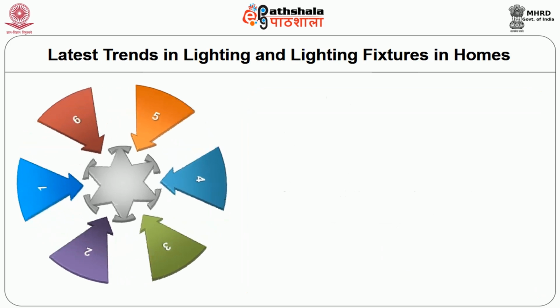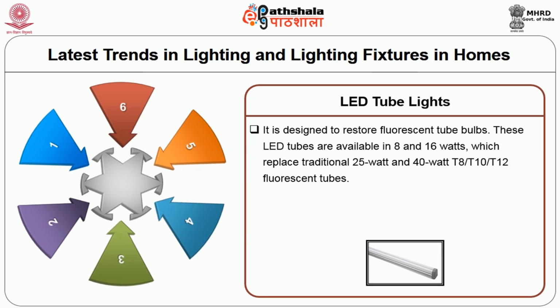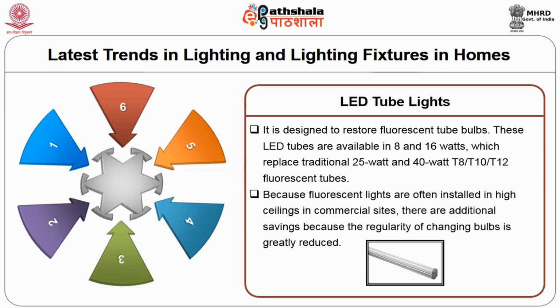Next are LED tube lights. They are designed to replace fluorescent tube bulbs. These LED tubes are available in 8 and 16 watts, which replace traditional 25 watt and 40 watt T8, T10 and T12 fluorescent tubes. Because fluorescent lights are often installed in high ceilings in commercial sites, there are additional savings because the frequency of changing bulbs is greatly reduced.